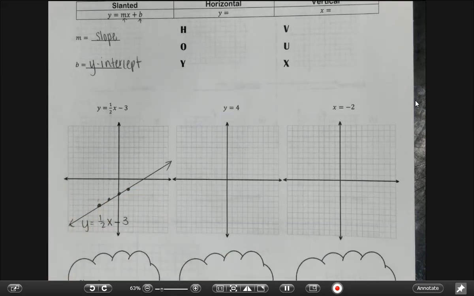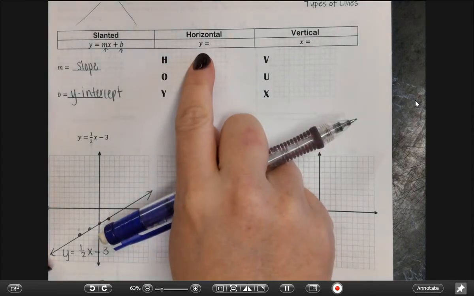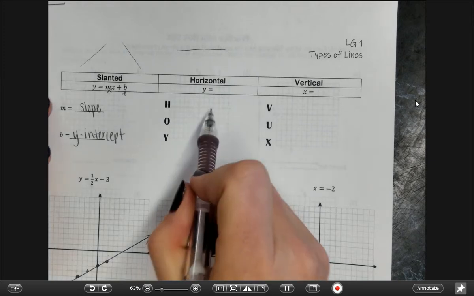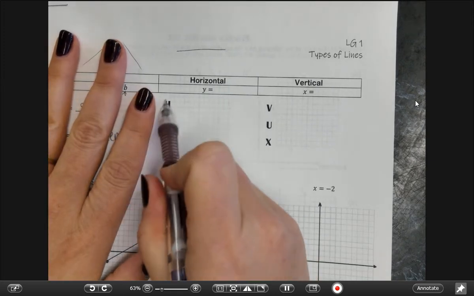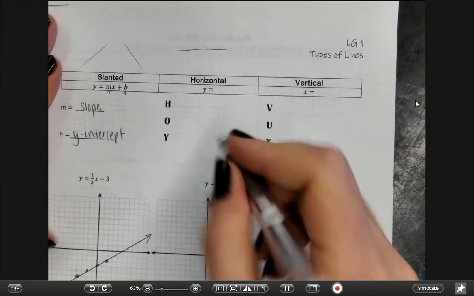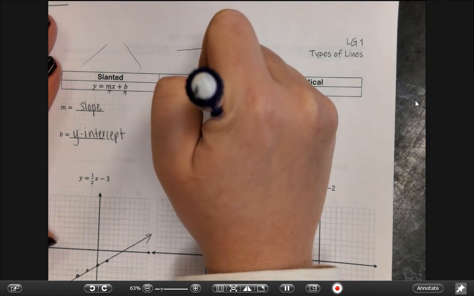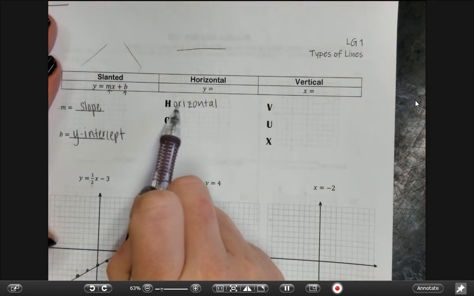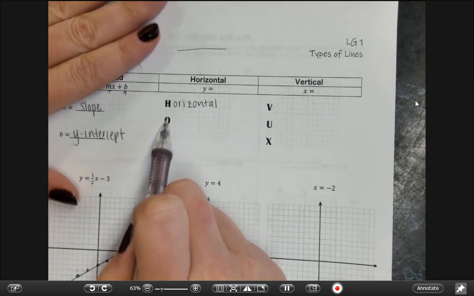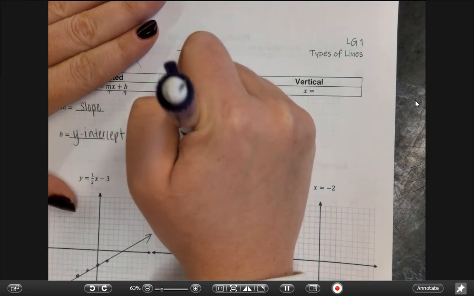All right. The next one we're going to look at is horizontal. Horizontal lines look like this. An easy way to remember this is this little acronym called HOI. The H in HOI means horizontal. The O we're talking about here is talking about the slope. So horizontal lines have 0 slope.